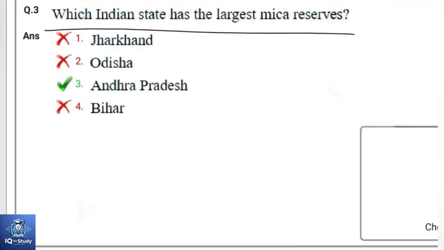Which Indian state has the largest mica resource? Andhra Pradesh. Andhra Pradesh is the largest producer of mica in India, mostly from Nellore district.